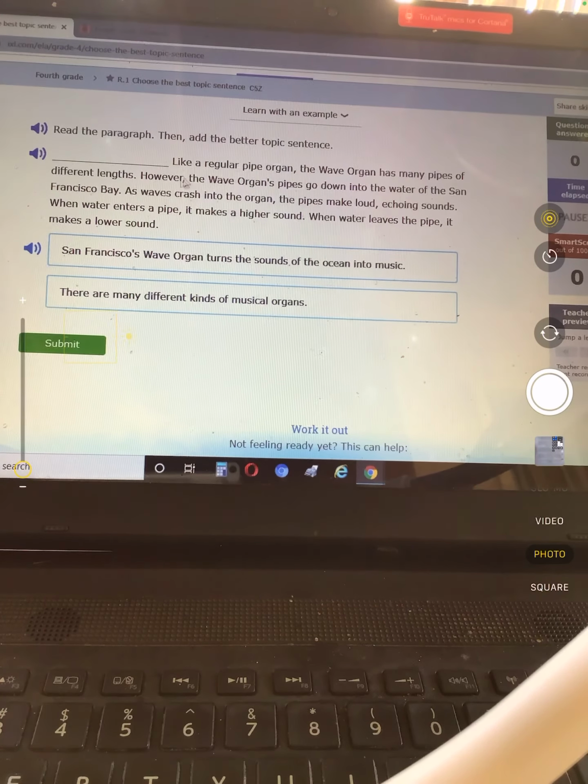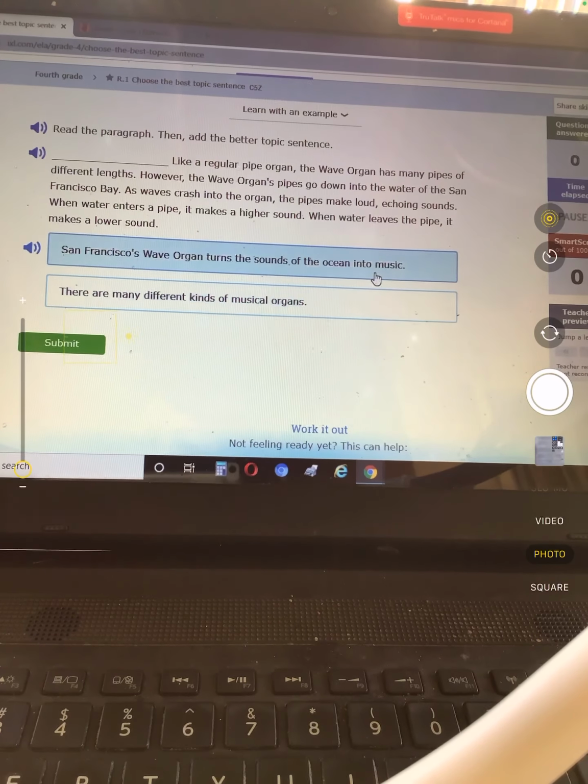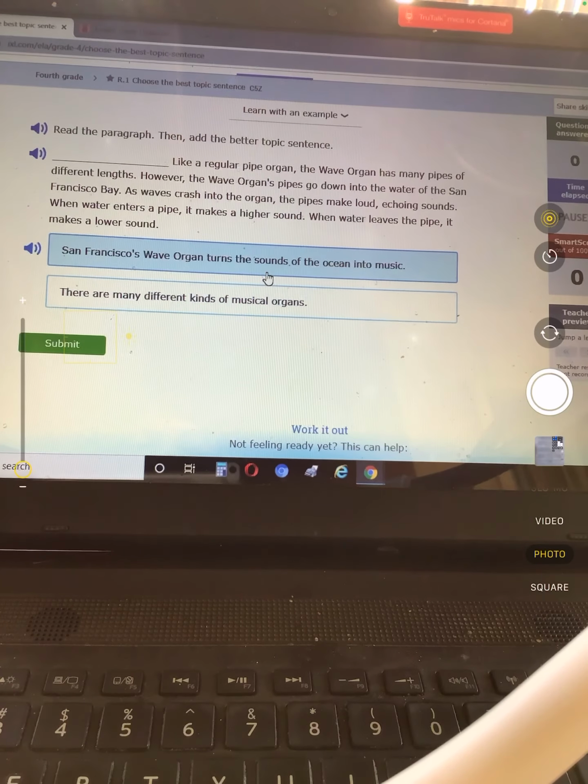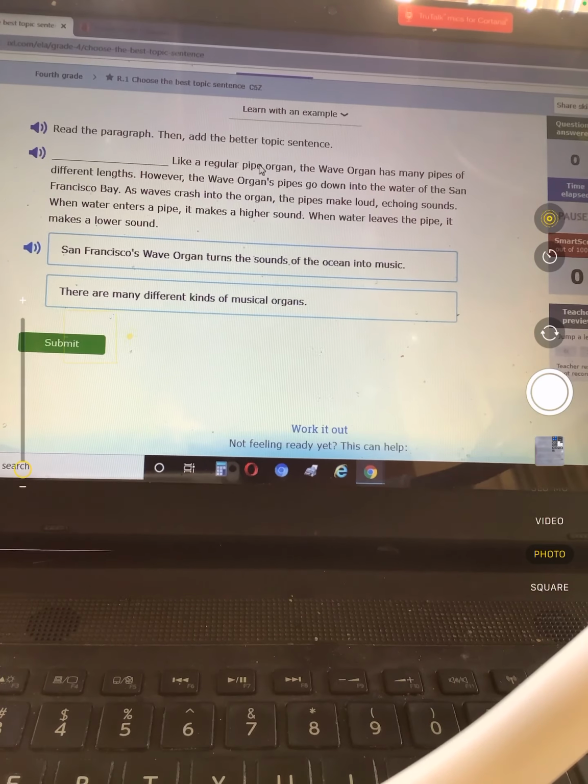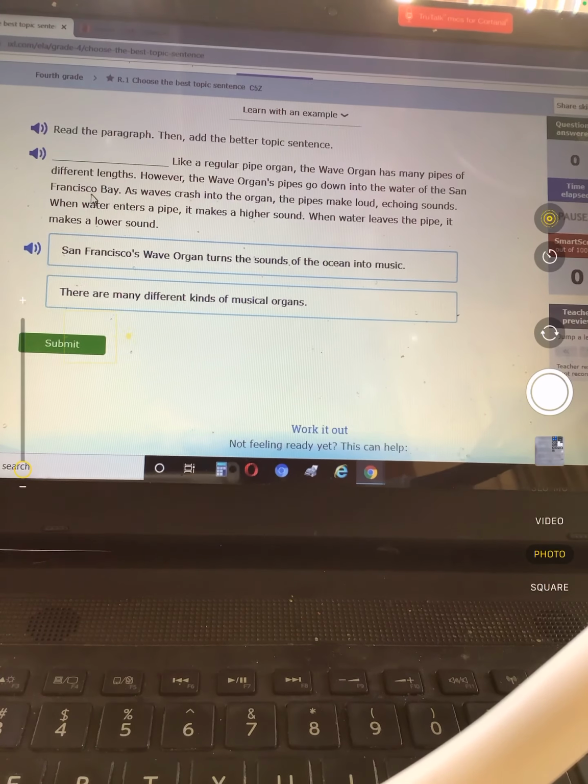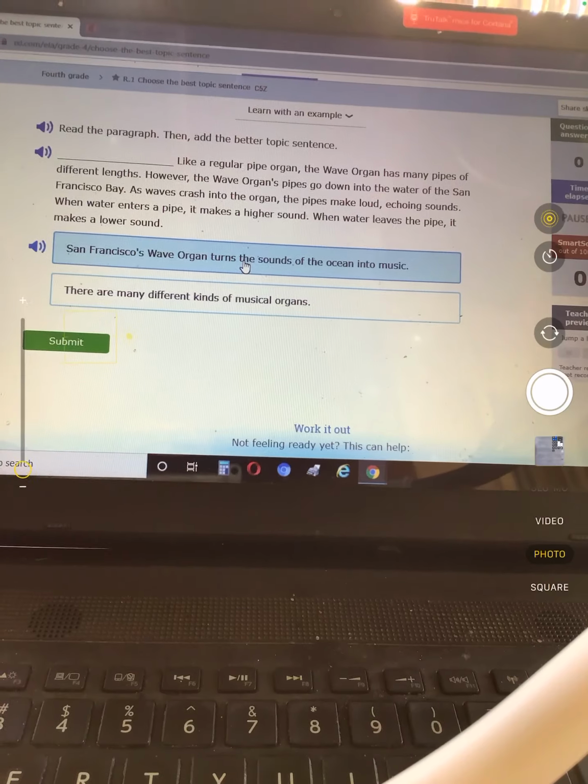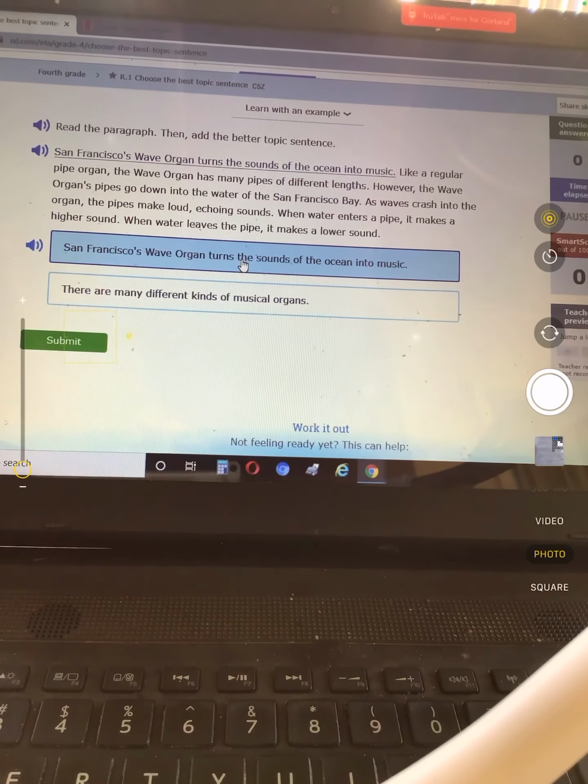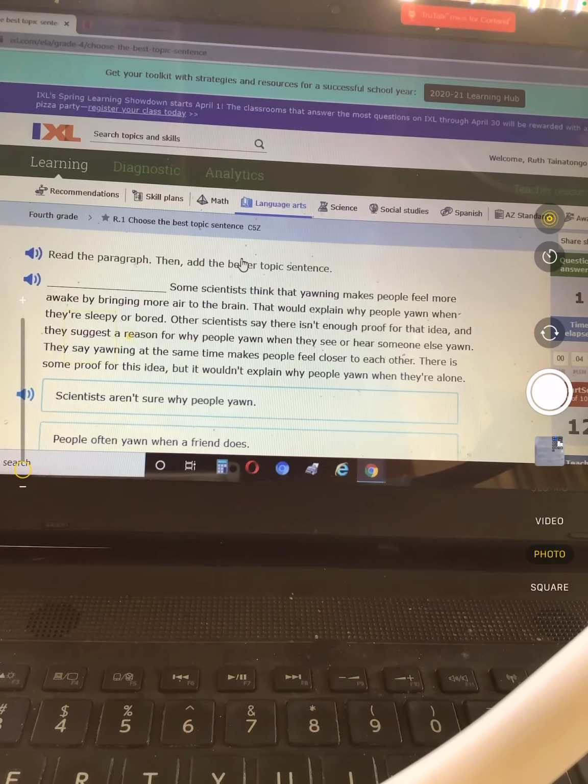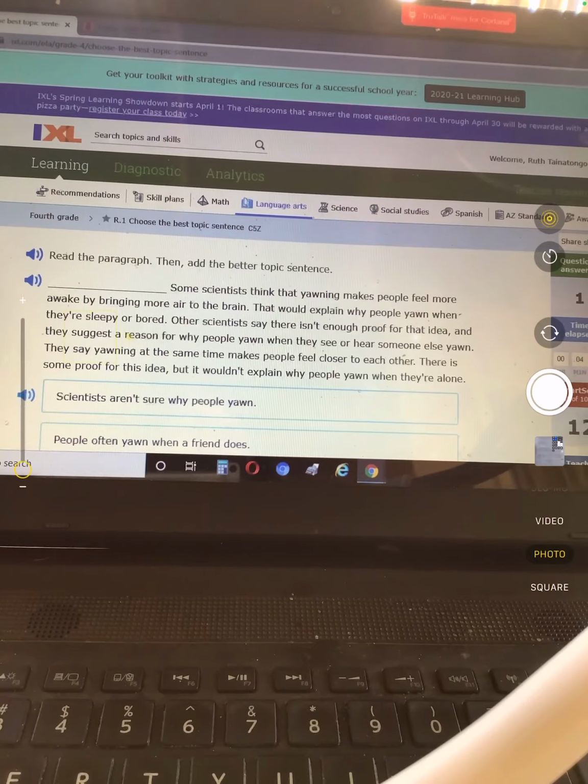So just looking at what we've talked about, let's go through these two and try to figure it out. San Francisco's wave organ turns the sounds of the ocean into music. There are many kinds of musical organs. Now here I did talk about, I read pipe organ, but the rest of these sentences talk about the wave organ in the San Francisco Bay. And it talks about how when the waves crash into the organ, it makes loud echoing sounds. When there's water in there, it's a higher sound. When the water leaves, it's lower sound. So we're basically just talking about that. That would be our topic sentence, what the whole paragraph is about, okay? So let's look at another one.